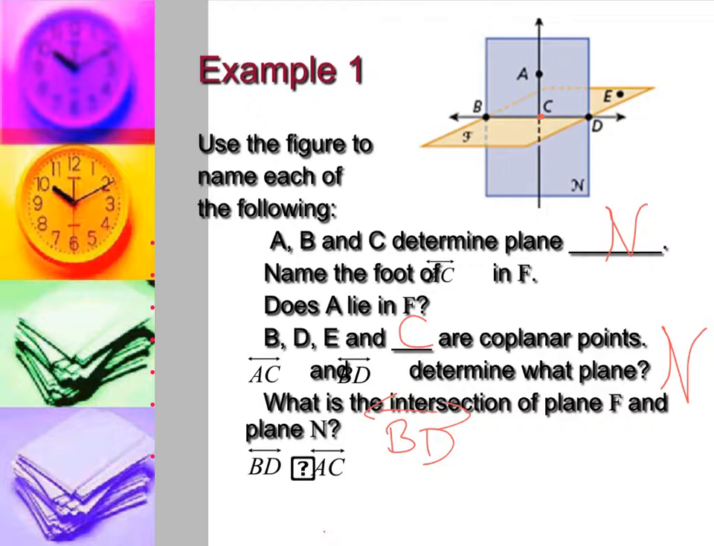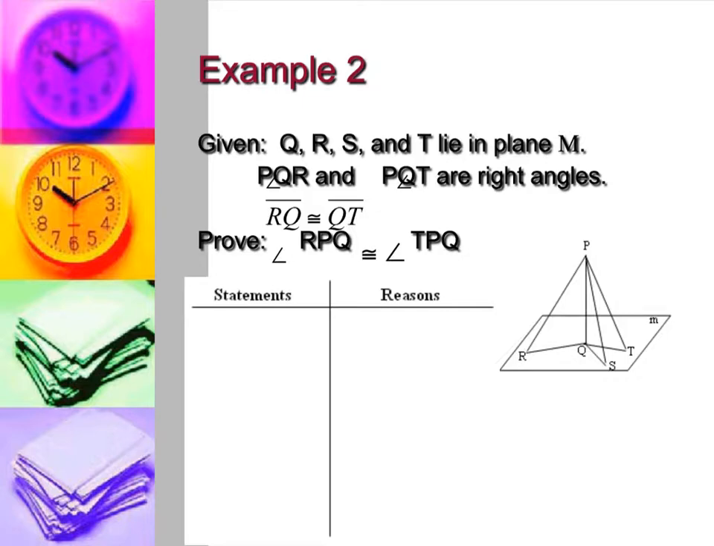All right, and the last question, we have a question mark there: BD and AC. What is the intersection of BD and AC? That would just be point C. BD and AC intersect at point C, because two lines intersecting just gives us a point. Lovely. All right, what would we do without proofs here, children?